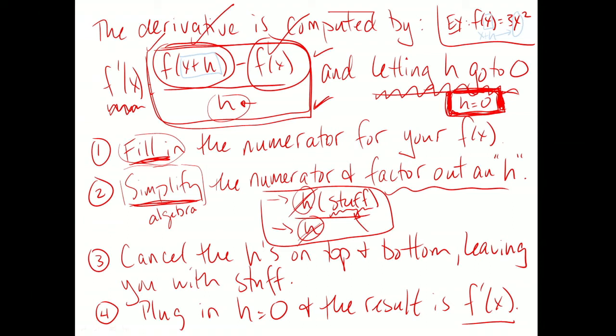In reality, h is just an infinitely small number, but 0 is the smallest number we have. So let's say, all right, I'd like to plug in h equals 0. Well, I can't do that at the beginning of the problem because it would create a divide by 0.